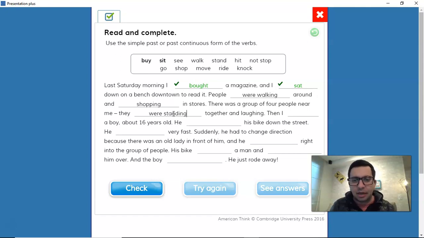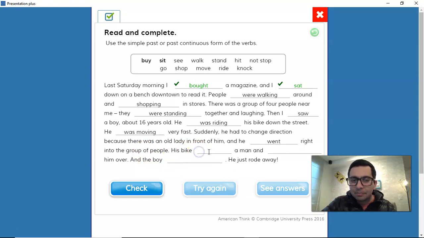Then I blank a boy about 16 years old. Then I saw a boy about 16 years old. He blank his bike down the street. He was riding his bike down the street. He blank very fast. He was moving very fast. Suddenly, he had to change the direction because there was an old lady in front of him. And he blank right into the group of people. And he went right into the group of people.